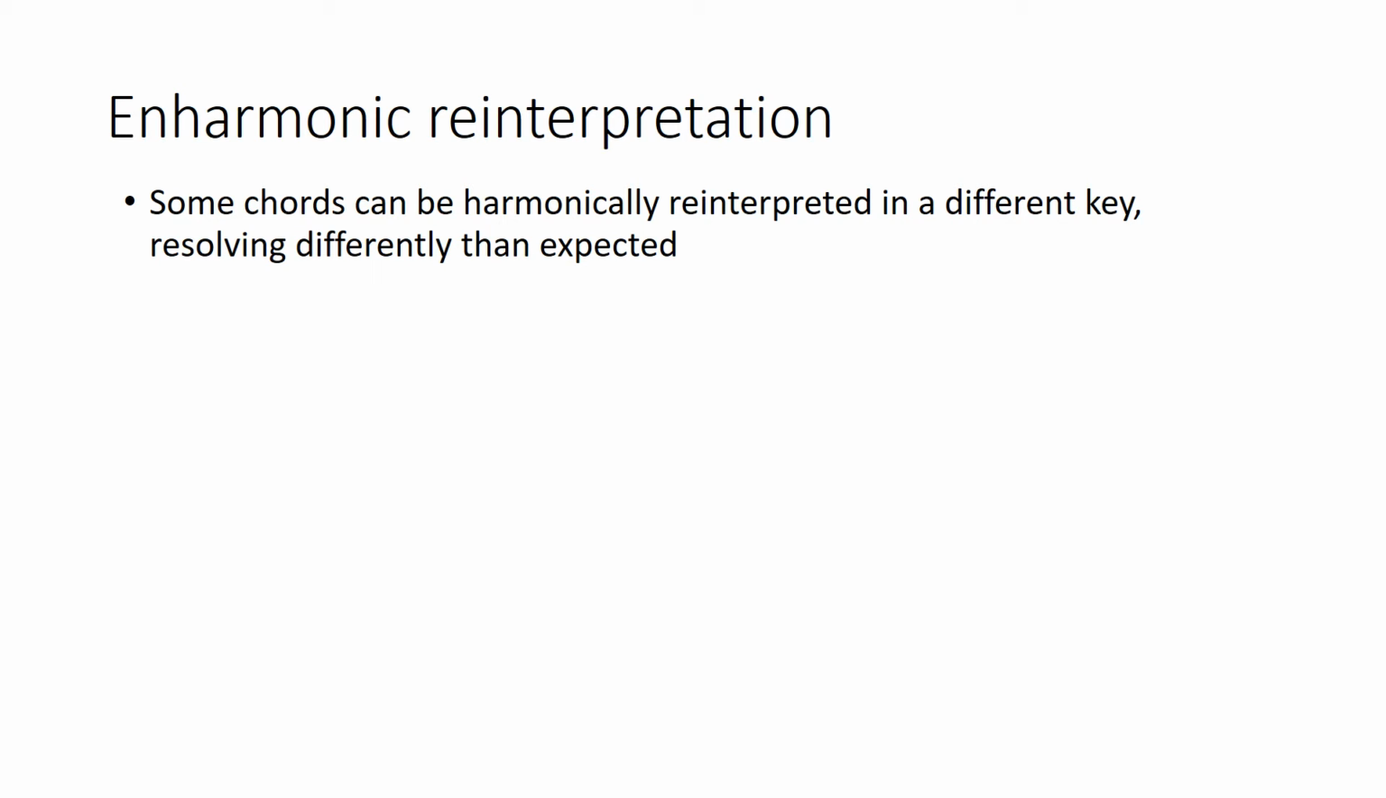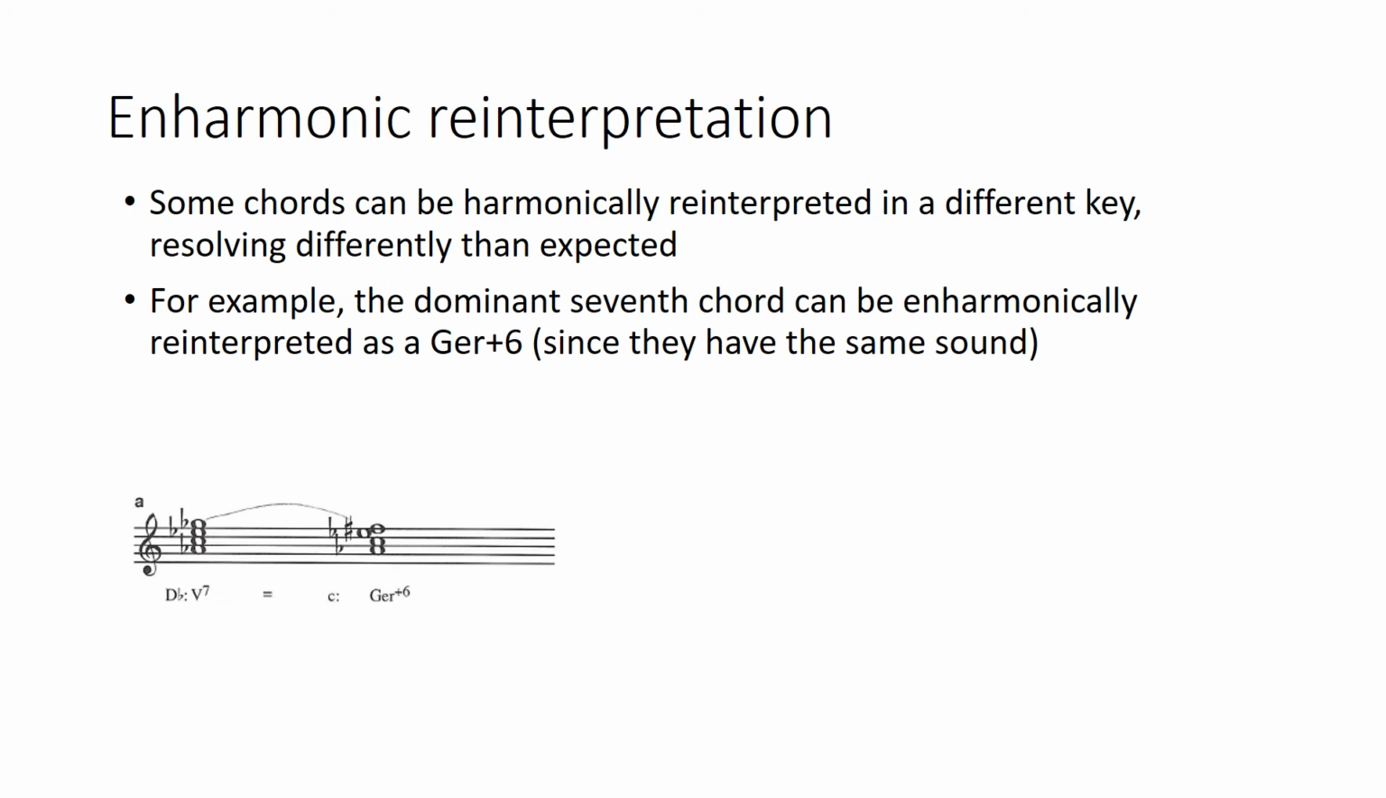Okay, this is where things start to get really fun. In enharmonic reinterpretation, we have some chords that can be reinterpreted in a different key, and then resolve them differently than we expect them to resolve. There are two types of chords that we're going to look at that can be reinterpreted like this. So the first is the dominant seventh chord, like this one here, can be enharmonically reinterpreted as a German sixth, and they have the same sound. So instead of sol, ti, re, fa, it's le, do, mi, fi.